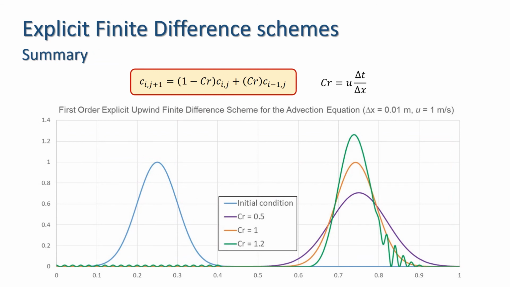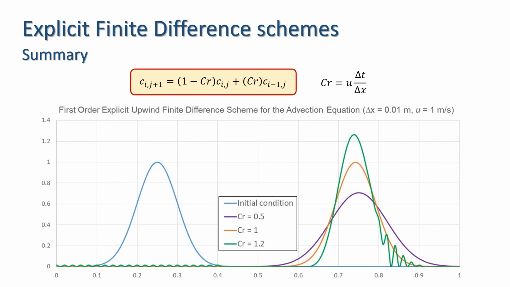To summarise, we derived a first-order explicit finite difference scheme for the advection equation by approximating the derivatives using a forward time difference and a backward spatial difference approximation. We saw that the solution is sensitive to the value of the Courant number, a non-dimensional parameter defined as u delta t over delta x.